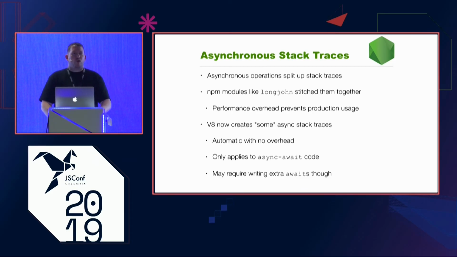There was a module that was pretty popular over the years called Long John, and it would stitch these asynchronous stack traces together, but that came with a lot of performance overhead, so you couldn't really do it in production. The V8 team found a way with async await code that you could have no-cost or low-cost asynchronous stack traces, and they'll show you where the asynchronous operation boundaries are.